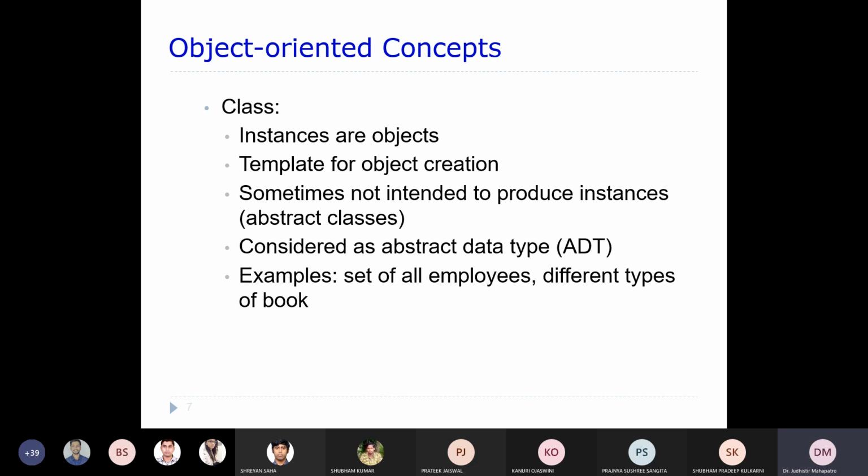Some classes are also abstract. They are not going to provide any instances; rather, they serve as abstractions for other classes. There are also abstract data types, like the stack and queue we have already talked about, which are also examples of classes.